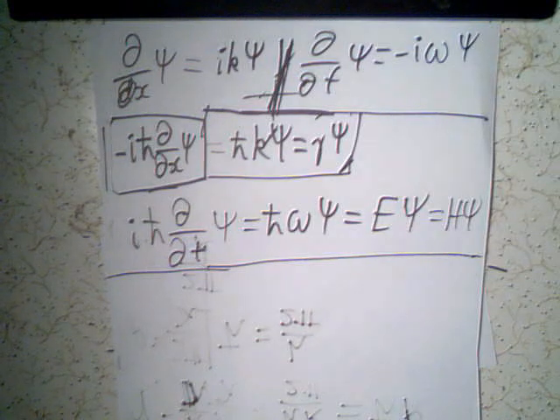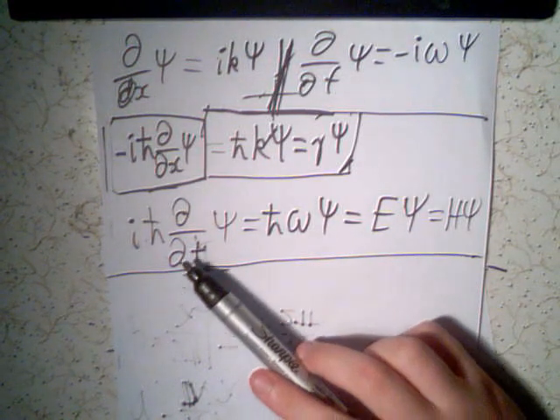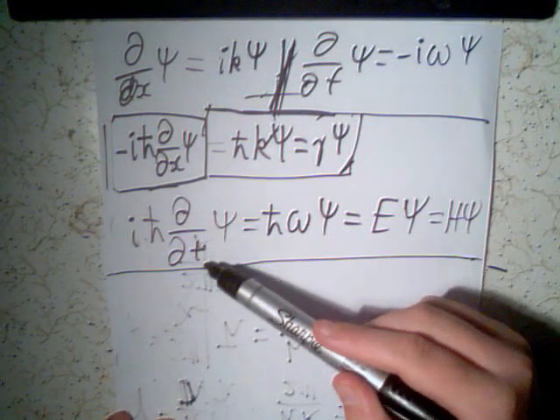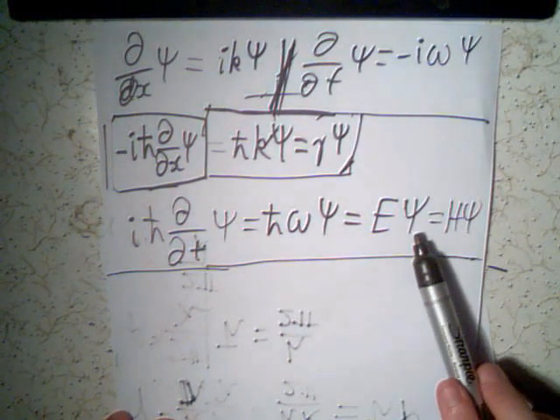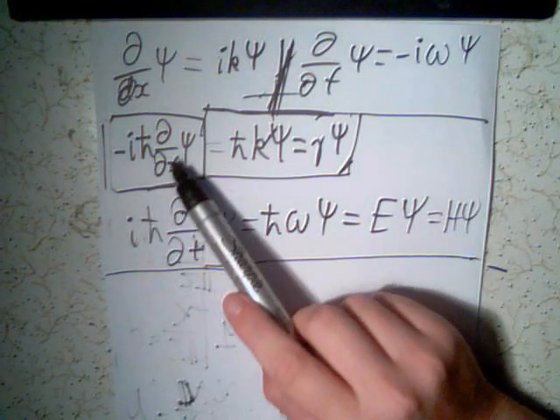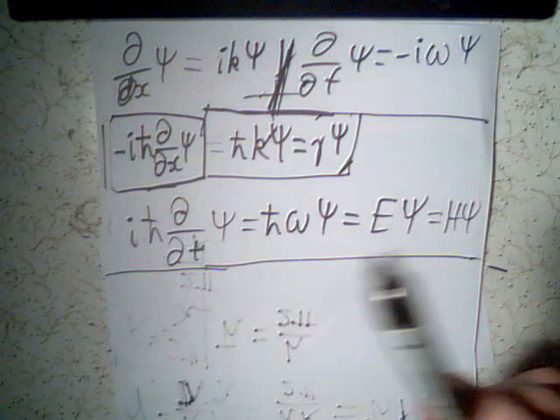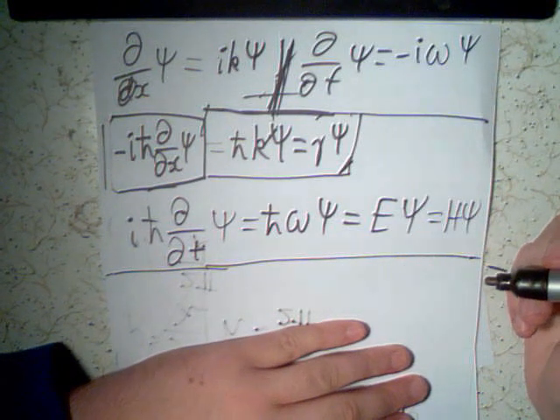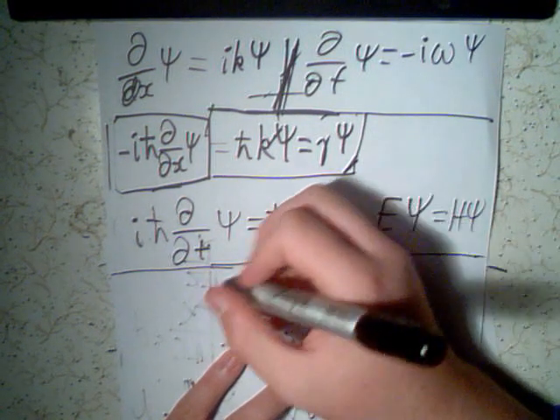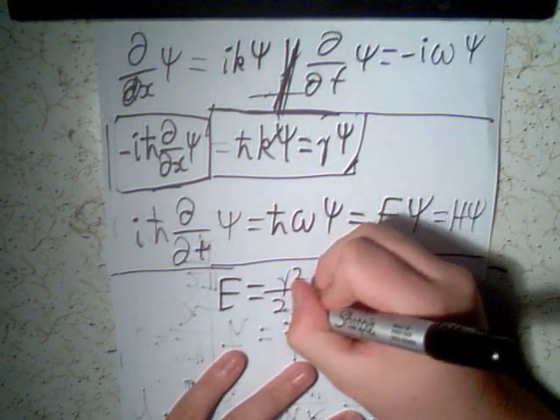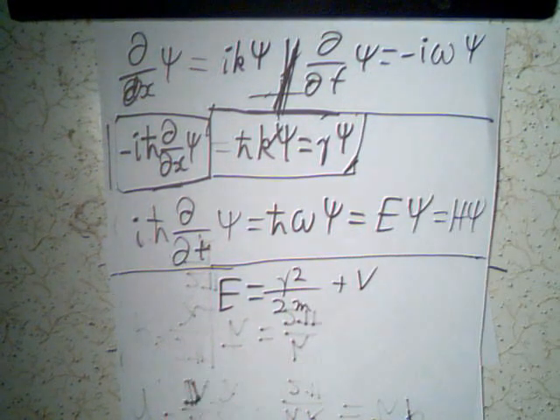Since we know that iħ ∂t ψ is the energy times the wave function, and negative iħ ∂x ψ is the momentum times the wave function, we can now plug these two different things we know into the original equation, E is equal to p squared over 2m plus potential energy V. Okay?